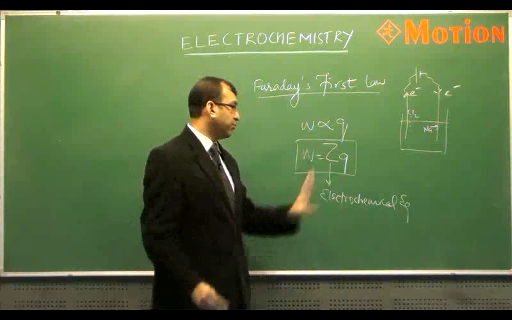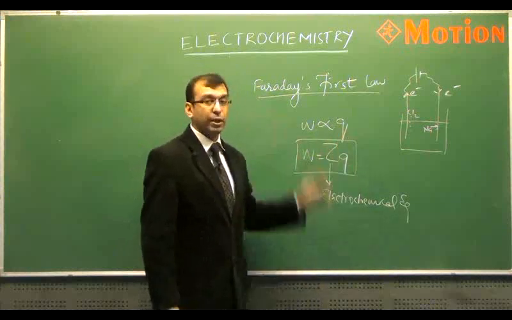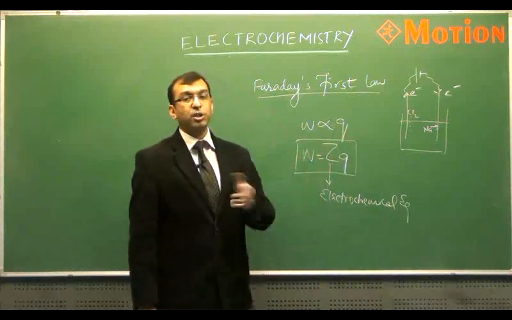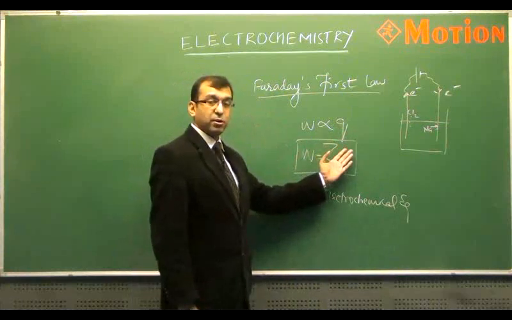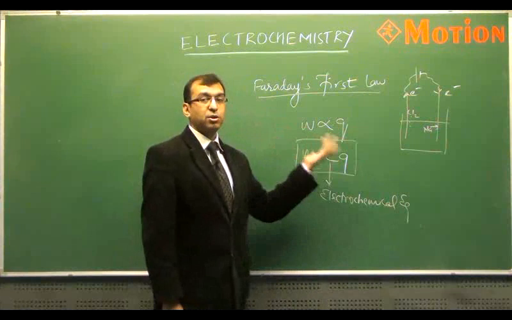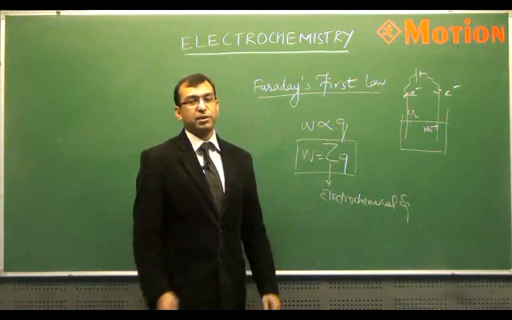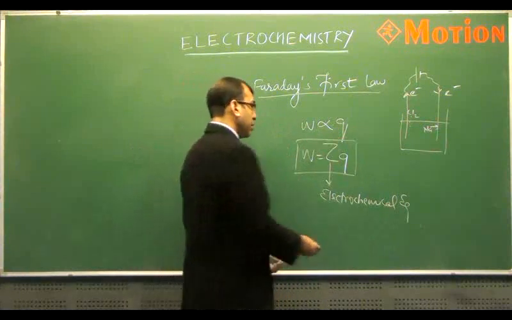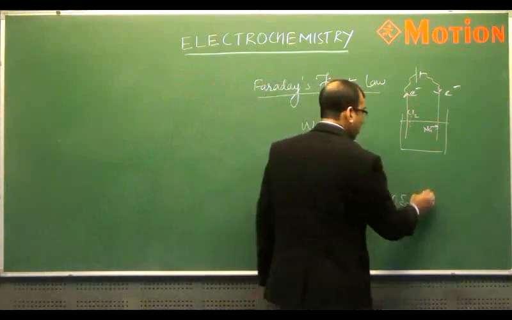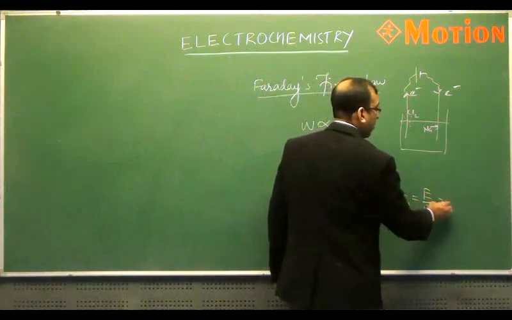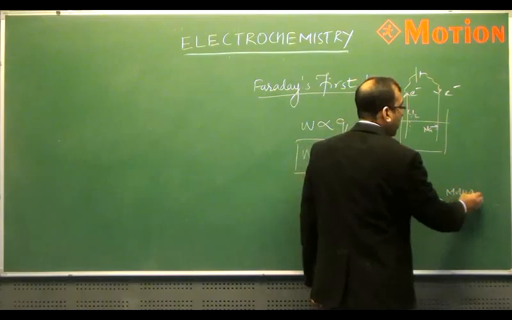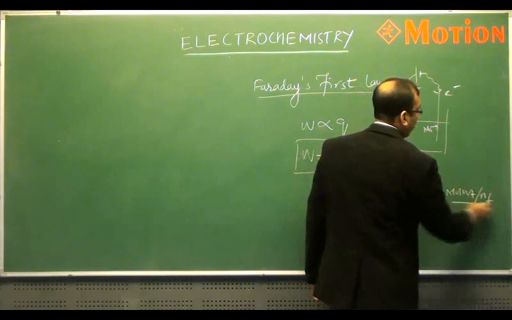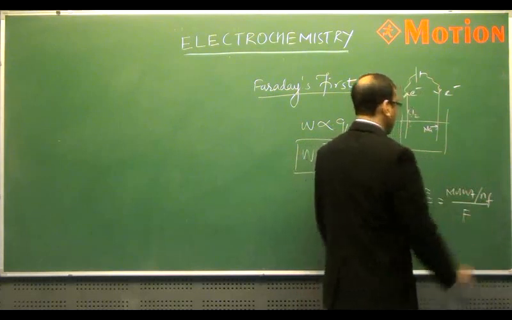How to define it? Remember, it's quite simple. Set Q equal to 1. Q equal to 1 means the charge passed is 1 coulomb. When 1 coulomb charge is passed, the weight of material discharged is called electrochemical equivalence. Electrochemical equivalence can further be given as E by F, where E stands for equivalent weight and F for Faraday constant, and equivalent weight can be written as molecular weight of material discharged over n factor of material discharged.